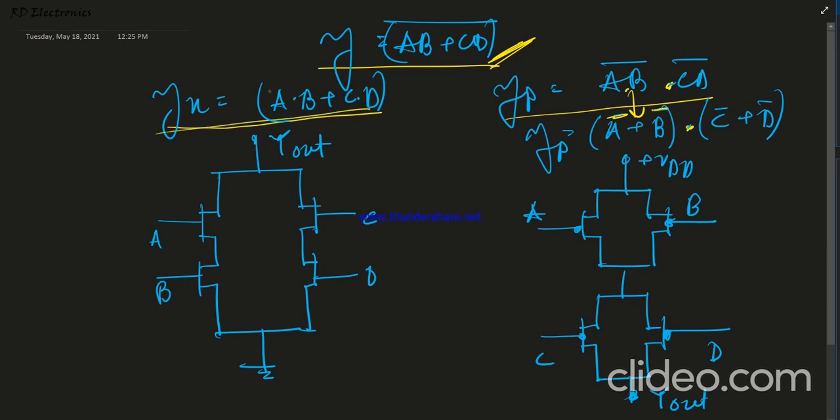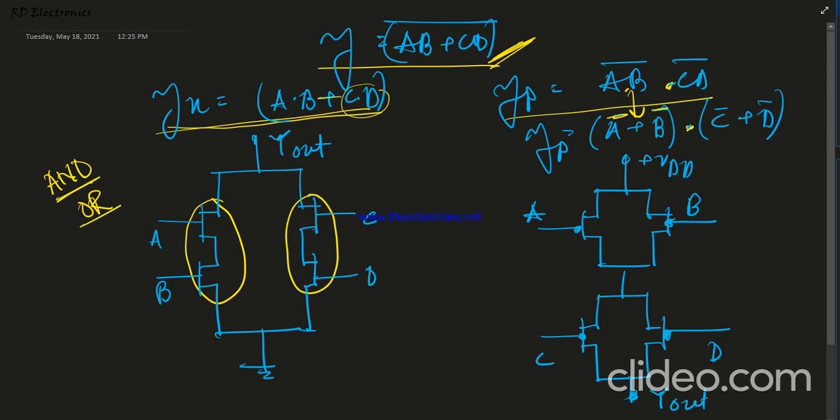Therefore A and B are in AND operation, so these A and B are in series. One thing should be remembered: in digital electronics, if any logic is in AND operation, then the transistors are always connected in series, and if they are in OR operation, then the transistors are always connected in parallel. So now next, our CD is an AND operation again, and what is the logic between them?